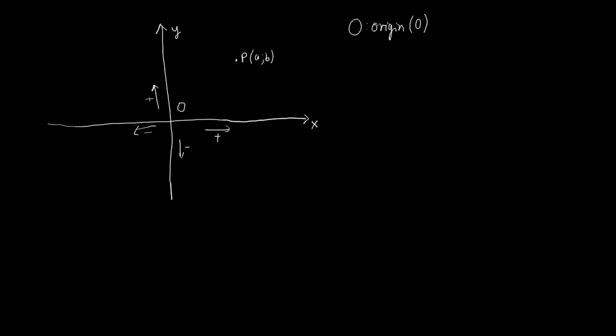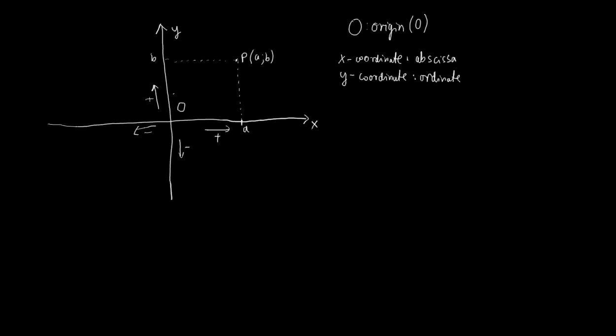The first number a is the x coordinate, or abscissa, of P, and b is the y coordinate, which we call the ordinate. You can see here is a and here is b. We sometimes also refer to the point (a, b), but that means just P.